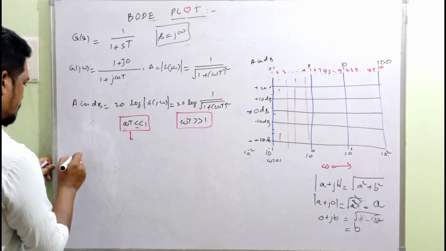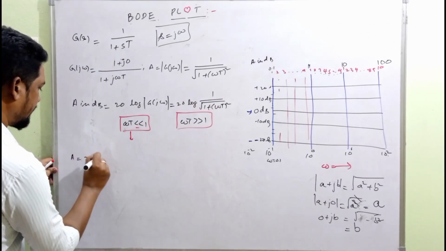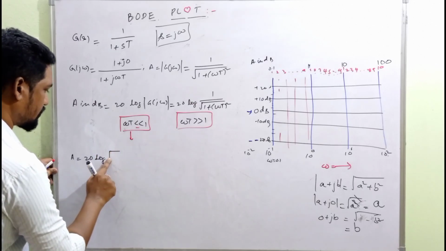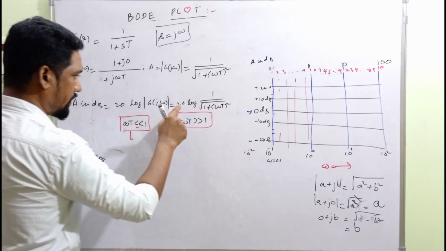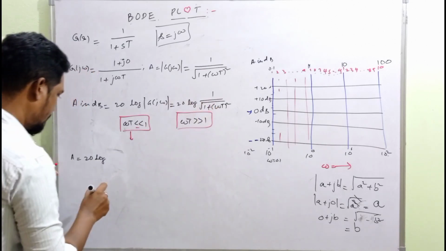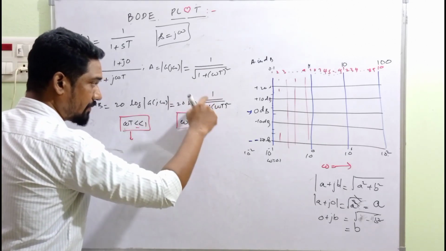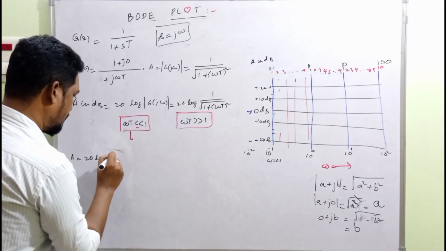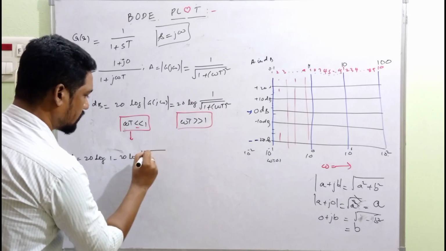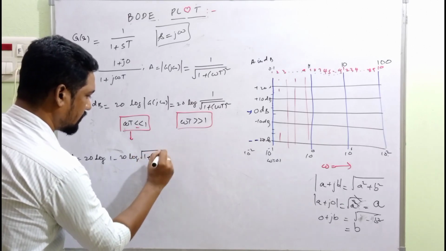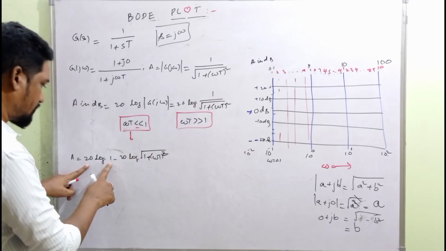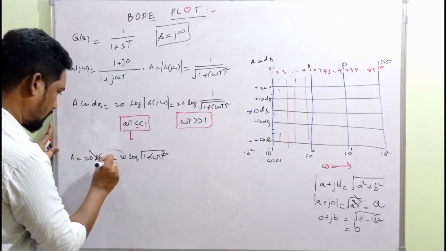So A will be equal to 20 log under root, guys, a small change over here. What we have is 20 log m by n, that gives us log m minus log n, isn't it? So 20 log 1 minus 20 log under root 1 plus (ωT) whole square. Now, as you know, log 1 is 0, so we have nothing to do with this one. 20 log 1 will be 0.